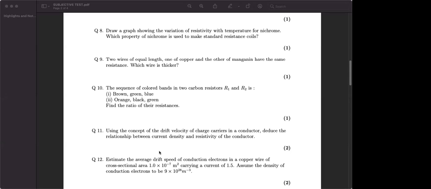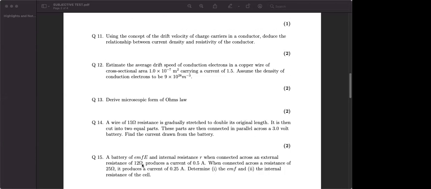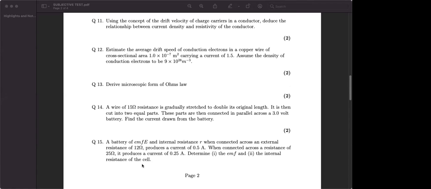Sir, in the 14th question, when it is stretched to twice its length, its area will remain the same? Now, if you stretch it twice, yes, area remains the same. Area of cross section. Okay, sir.